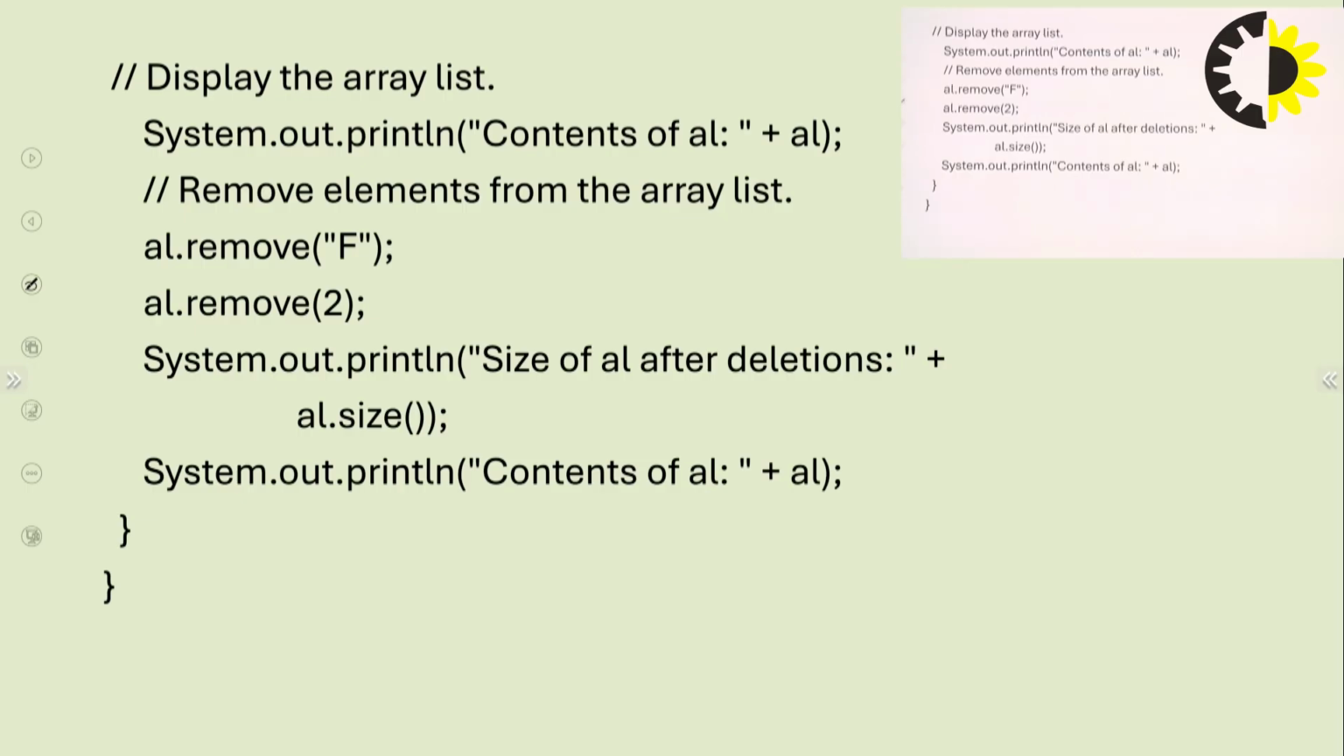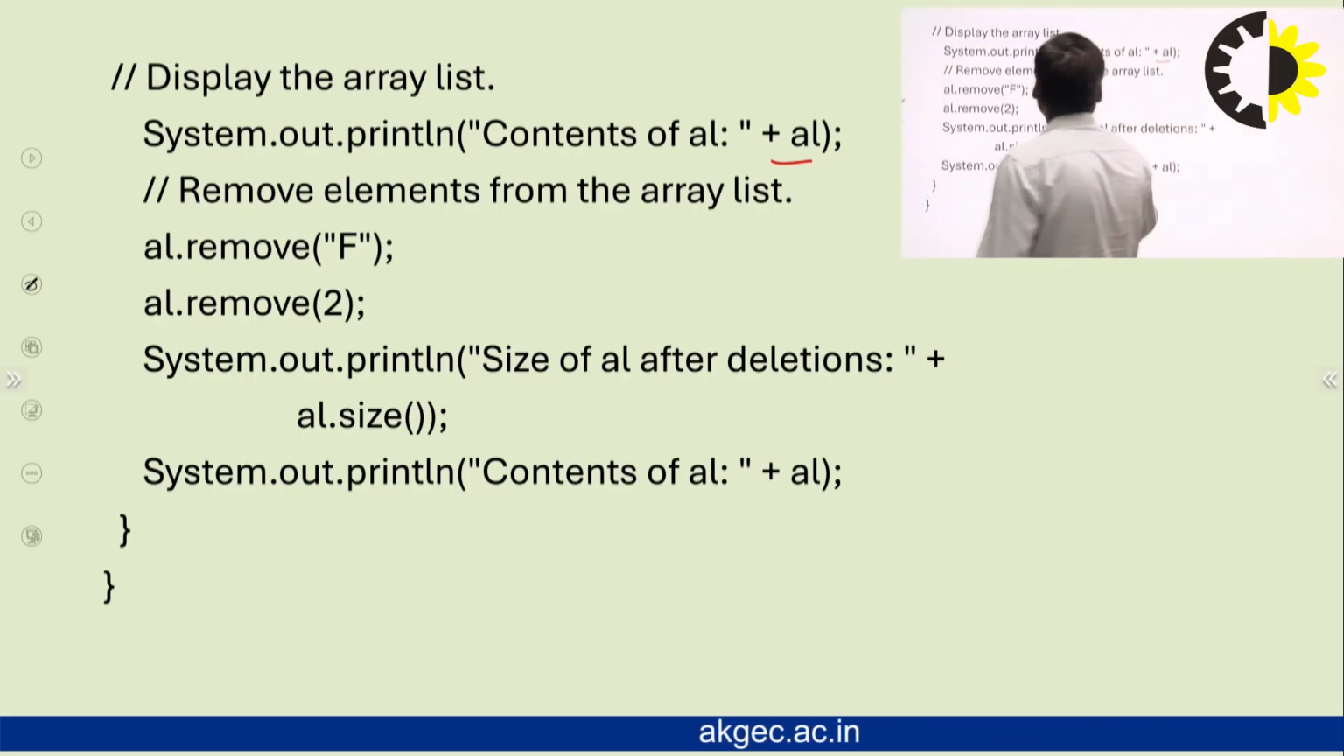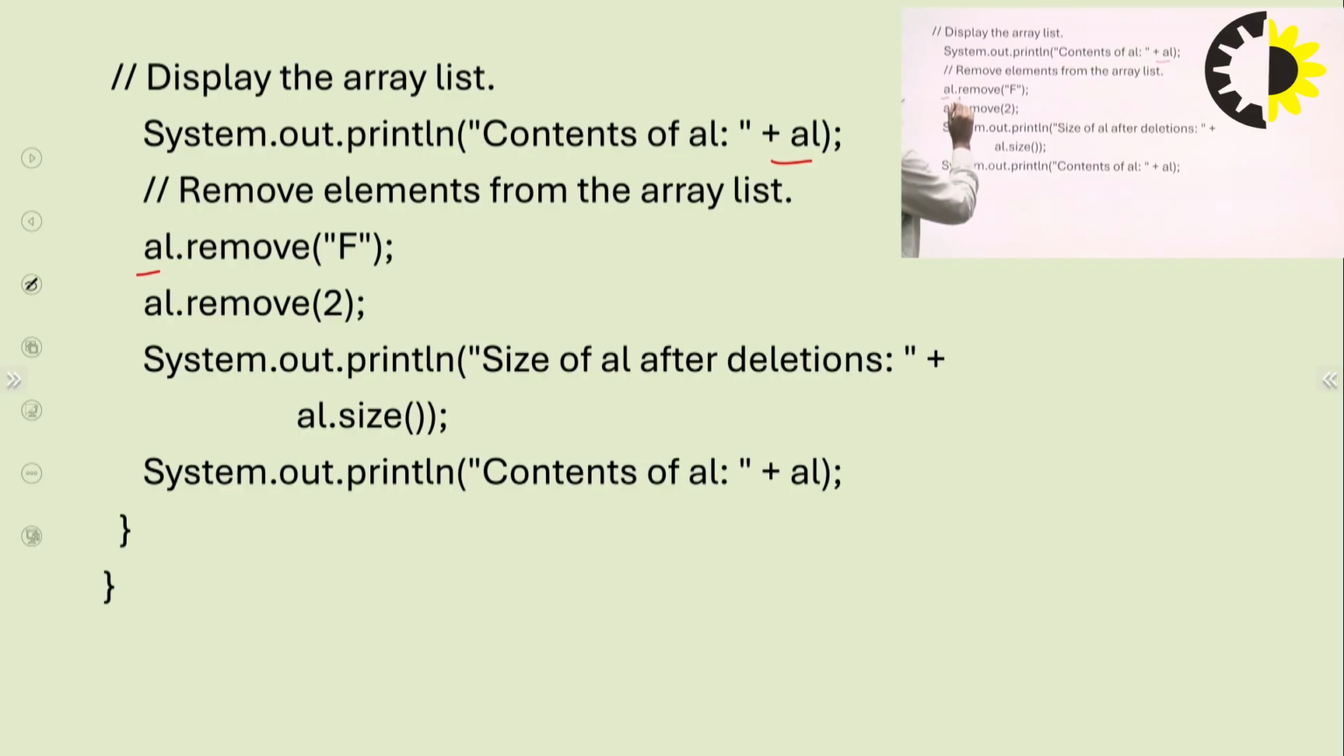Now here you can see we are displaying the collection, that is, the elements within the collection, or in different words, the elements in the ArrayList. Now, you want to remove some element from the ArrayList, so we are using al.remove("F"). So F will be removed. Then we are using al.remove(2).